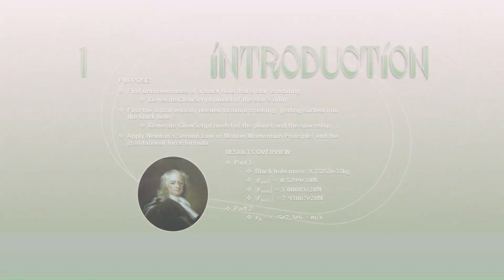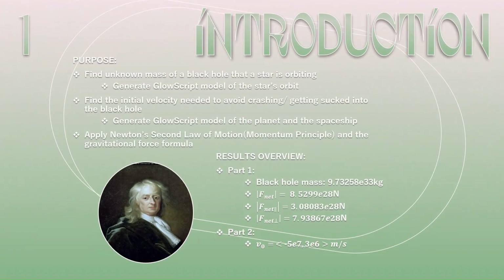Using Newton's second law and the gravitational force formula, we will find the unknown mass of the black hole, then use this mass to create a trajectory of a spaceship, and determine the initial velocity that the ship must have to avoid crashing onto the planet or being sucked into the black hole at launch. We will be using a starter code and GlowScript to generate a computer model of the motion of the orbiting star in part 1 and the motion of the spaceship launched from the planet in part 2.